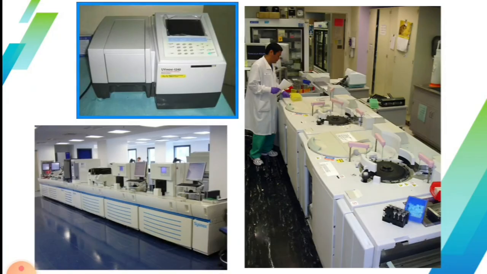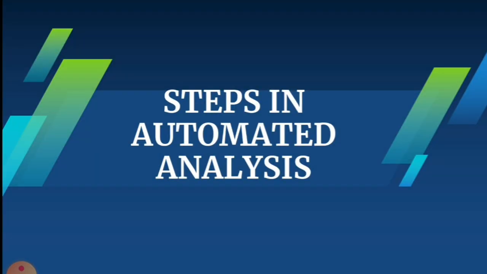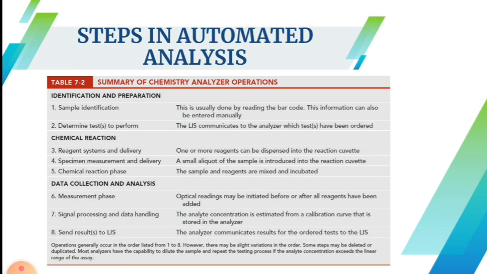So this shows our automated analyzers. Now let's proceed to the steps in automated analysis. In clinical chemistry, automation is the mechanization of the steps in a procedure. Manufacturers design their instruments to mimic manual techniques. The major processes performed by an automated analyzer can be divided into specimen identification and preparation, chemical reaction, and data collection and analysis. Operations generally occur in the order listed from 1 to 8 as shown on your screen. However, there may be slight variations in the order, so some steps may be deleted or duplicated.